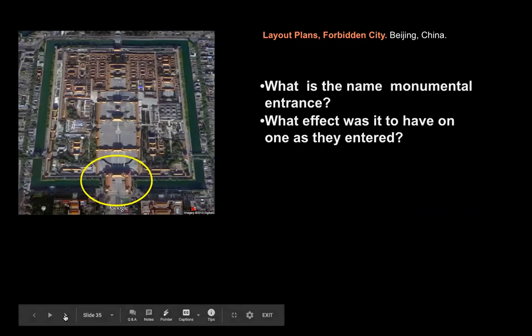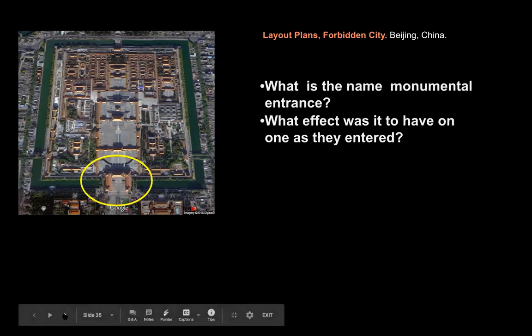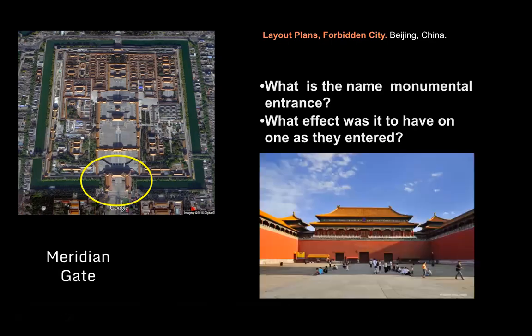Right? So here we have an aerial view of it. And so does anyone know what the name of this monumental entrance is? And what effect it's supposed to have? Let's go ahead and look at it close up, right? So this is the Meridian Gate. And so when you look at this image, if you're standing on the ground here, what would be your first impression? Go ahead and write it in the chat.